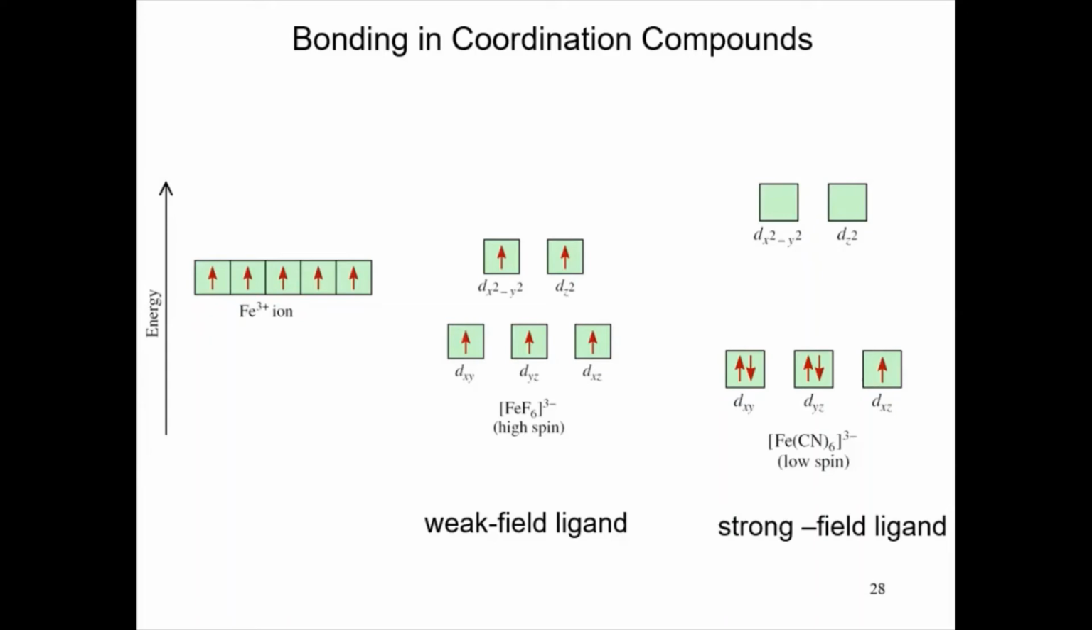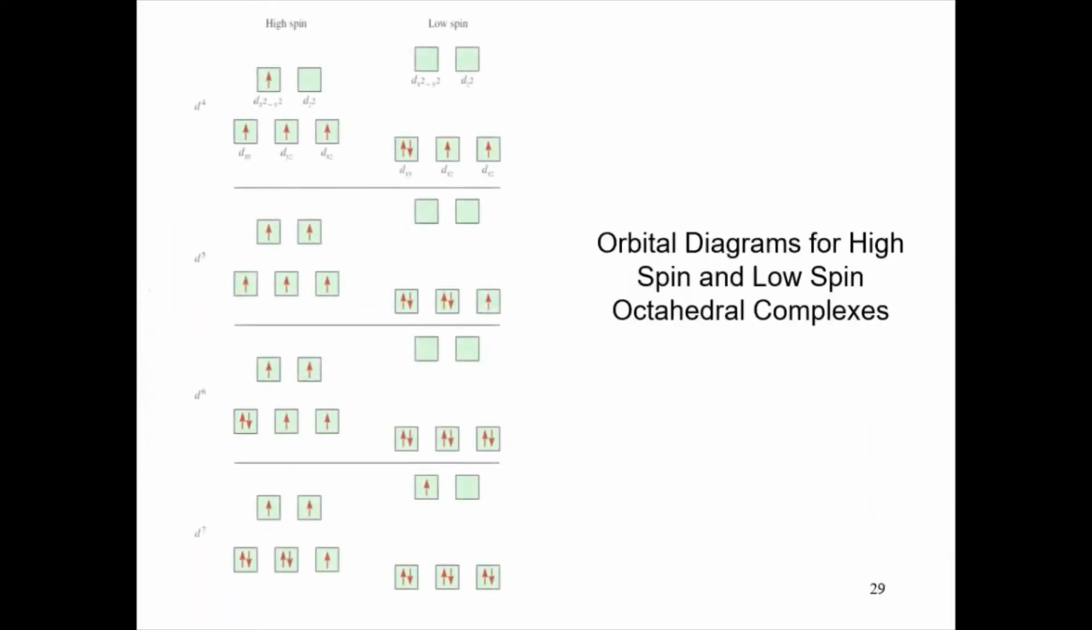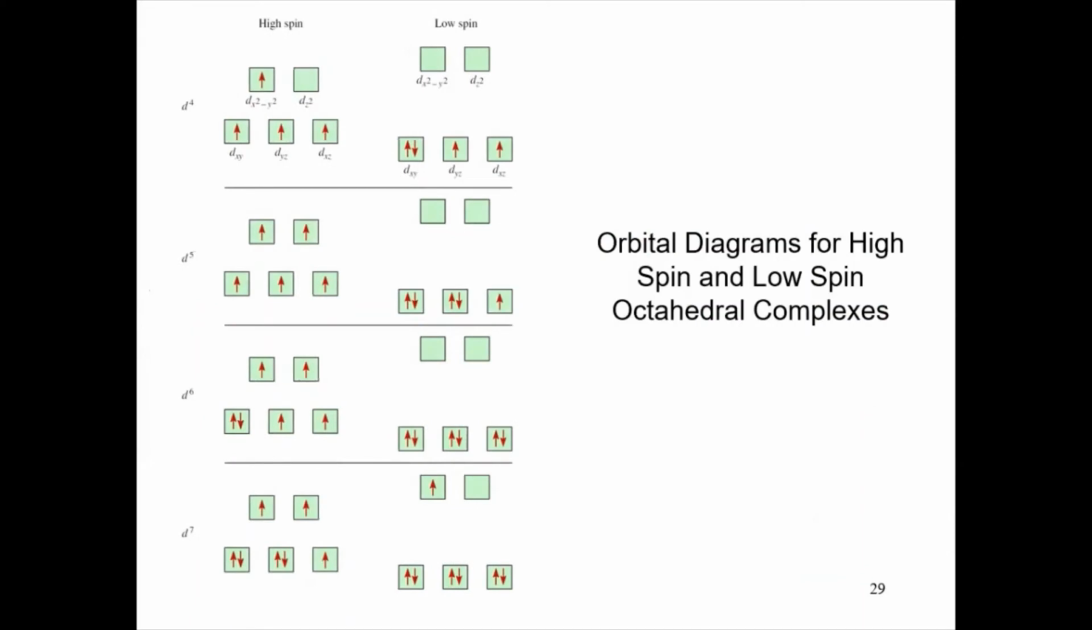The problem starts when you start having 4, 5, 6 electrons, because now you are forced to decide, do I pair them up in the low energy d orbitals, or am I able to split them up so they can still occupy higher energy ones? And here are the orbital diagrams, and this is another chart that you probably want to keep a hold of.